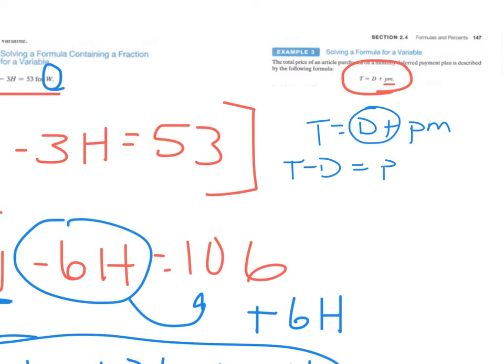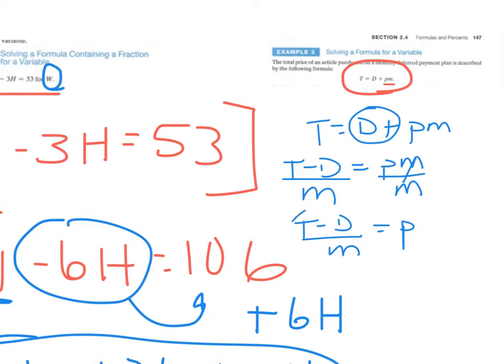And so now I have pm. And now I want the p, which was being multiplied, so I'm going to divide by that m, and they cancel. So I have p equals the t minus d, all over m. And I've solved for the variable.